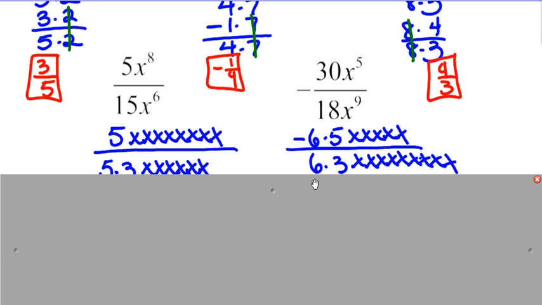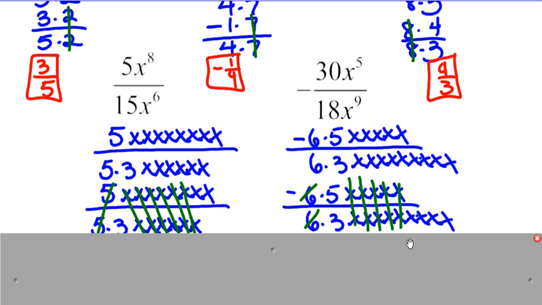Well, things that we could divide out that's in common. We could divide out the 6's, and then we could divide out 5 pairs of x's. Well, what does that leave us with? -5 over 3x to the 4th.